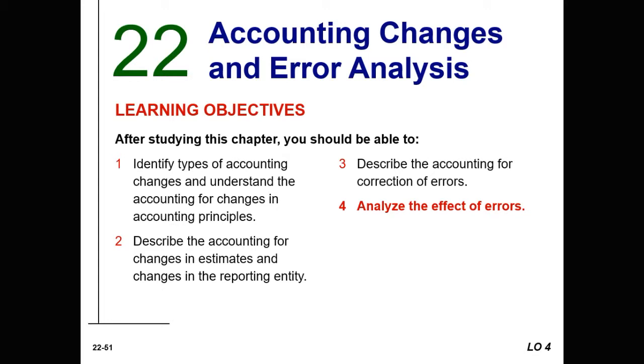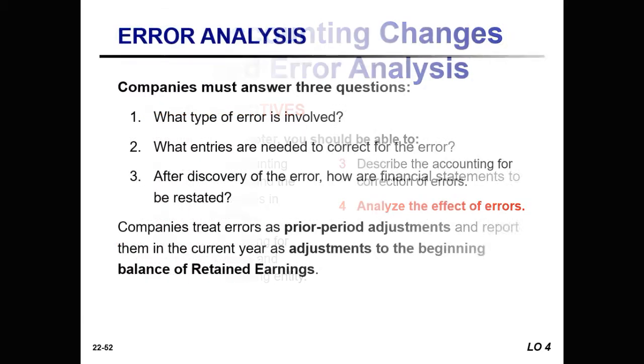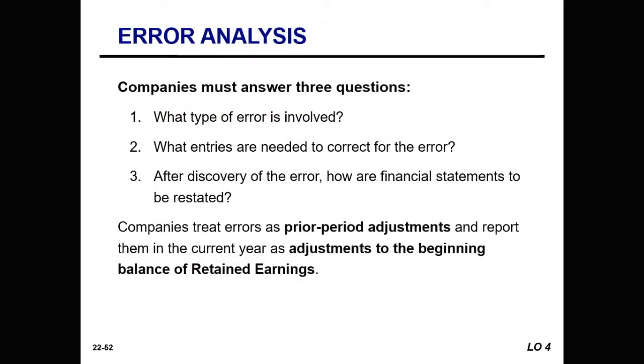And now, last but not least, let's analyze the effects of some common errors. Errors occurring in the accounting process can result from mathematical mistakes, bad faith accounting estimates, misapplication of accounting principles, and a whole lot of other causes. The profession requires that the errors be treated as prior period adjustments and be reported in the current year as adjustments to the beginning balance of retained earnings.